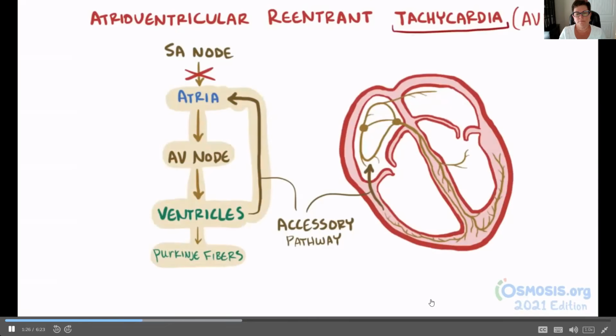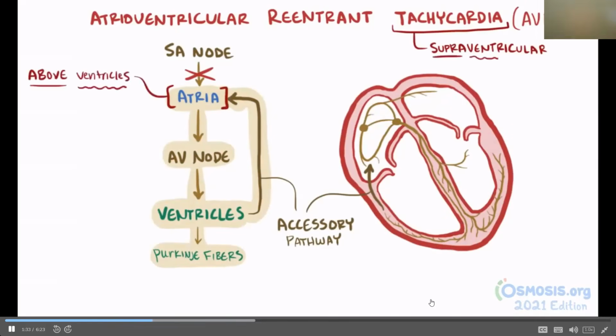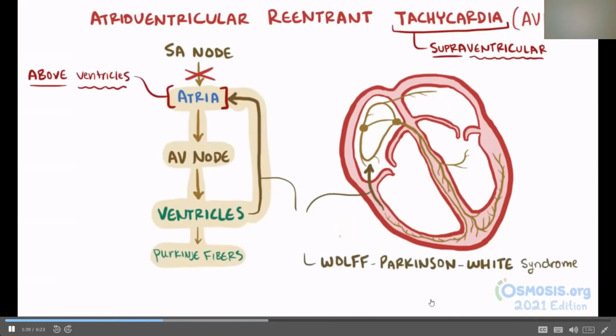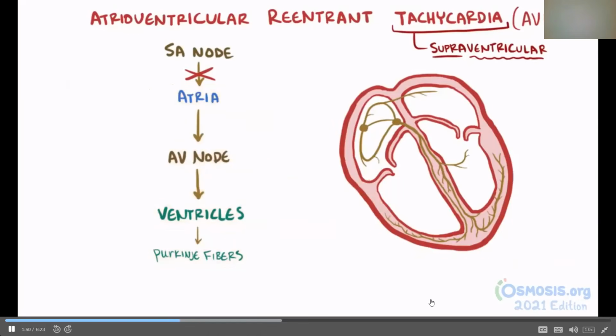This type of tachycardia is known as a supraventricular tachycardia, because the signal causing the fast heart rate originates above the ventricles. The most common type of AVRT is Wolff-Parkinson-White syndrome, where the accessory pathway is called the bundle of Kent. This type of reentry is known as an anatomical reentrant circuit, because the accessory pathway is a fixed anatomically defined pathway. Another type of reentrant circuit, though, is atrioventricular nodal reentrant tachycardia, or AVNRT.